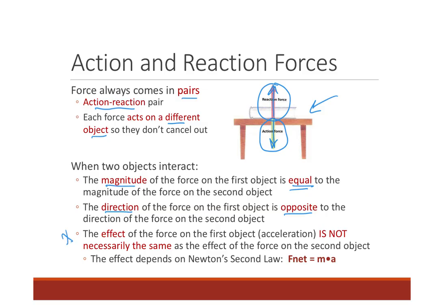And this is the key part of this whole idea. The effect of the force on the first object, which would be the acceleration, is not necessarily the same as the effect of the force on the second object. And we have to use Newton's second law to figure out acceleration. In our book on the table example here, this is a balanced forces situation. You can tell by the equal length of the arrows. And so there's not going to be any acceleration going on. But in most cases, when you have an action and reaction pair happening, when two objects are interacting, there is acceleration, and something or both is going to be experiencing a change in motion.